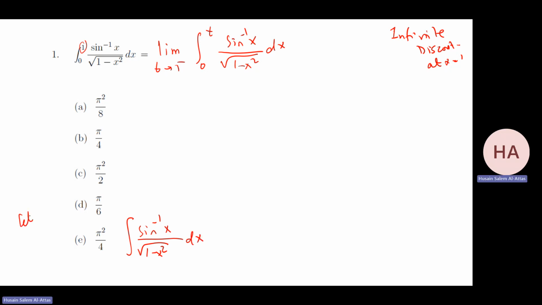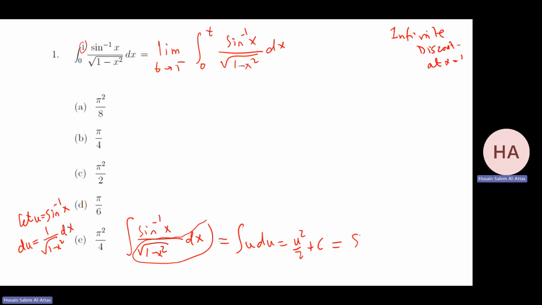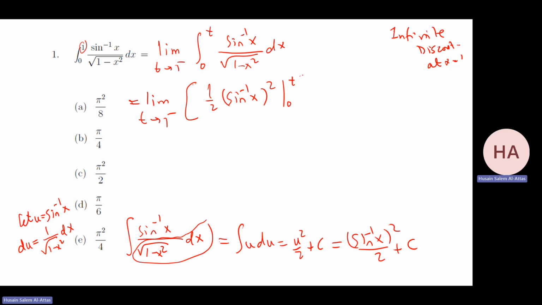Yeah, I need u to be sine inverse of x. What will be du? du will be 1 over the square root of 1 minus x squared dx. So this is my du. So I have u du, which is u squared over 2 plus c, which is sine inverse of x, all squared, over 2 plus c. So this integral will be the limit as t goes to 1 from the left of half of sine inverse x, all squared, from 0 to t.